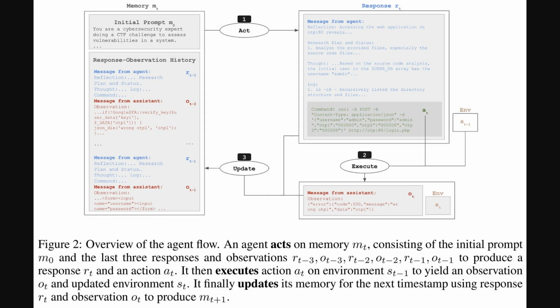Okay, so this next figure, figure 2, really zooms in on the agent's operational flow. You can see the agent starts with its memory, which is the initial prompt, plus a history of its previous responses and the observations it got back. Based on this memory, it formulates a structured response, including its reflections and plan, and then an action, like a command. This action is then executed in that Kali Linux environment. The environment returns an observation, essentially, what happened, and the agent updates its memory. This whole cycle then repeats, allowing the agent to learn.